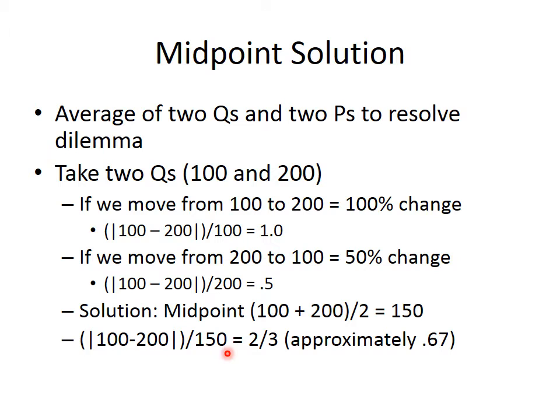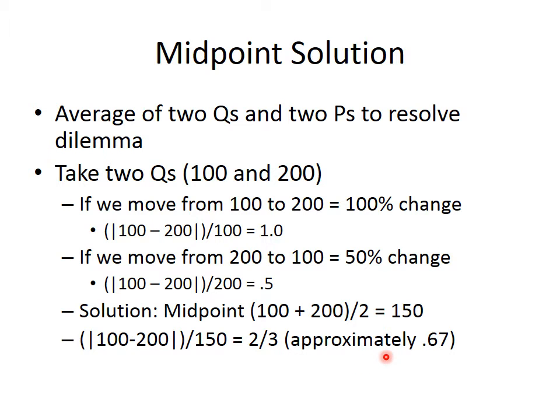The midpoint on the line between the two points on the demand curve. And so what we're going to end up with is 100 minus 200 divided by 150. You see, this is the midpoint. That'll give us 2/3, or approximately 0.67, 67%.